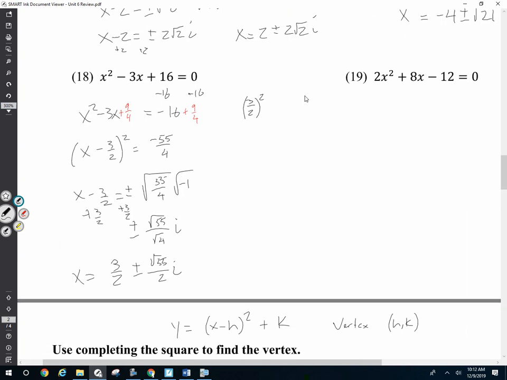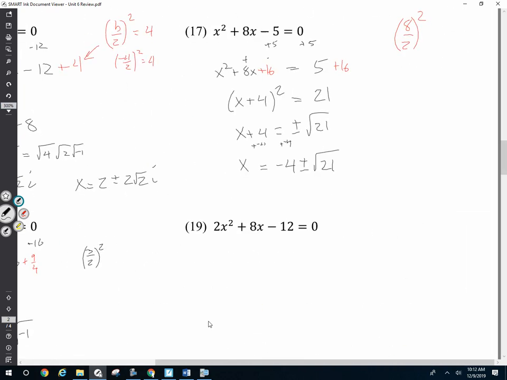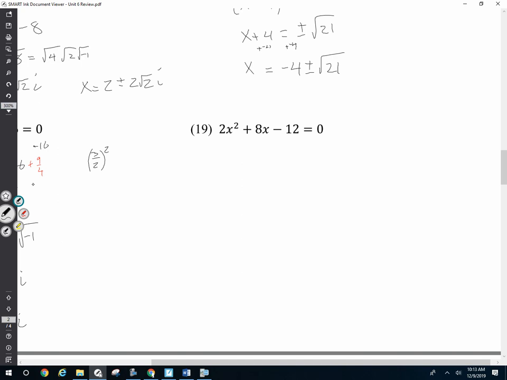Oh, I didn't do one more. Oh, I'm sorry. Let's go back to 19. If you have a coefficient other than 1, and you're trying to complete the square, divide. Start by dividing everything by 2. Move the 6. You're going to have to add 4 to both sides. Why 4? Because that's b divided by 2 squared. This turns into x plus 2 squared.